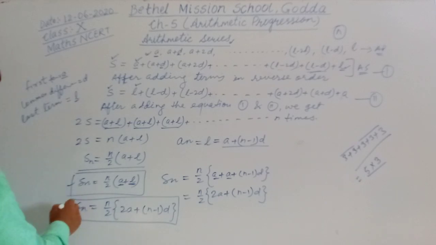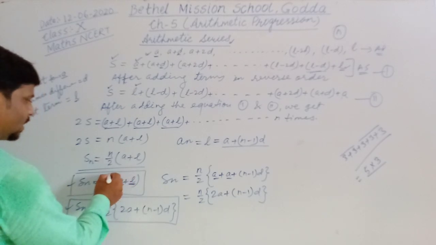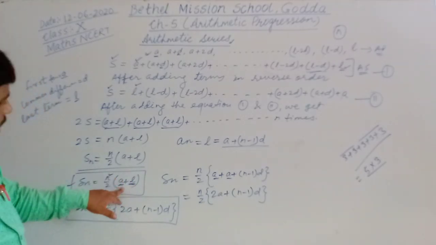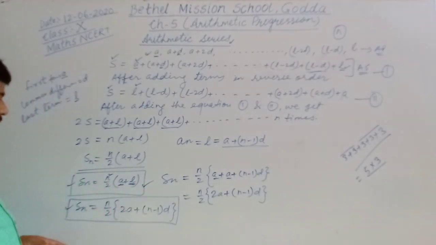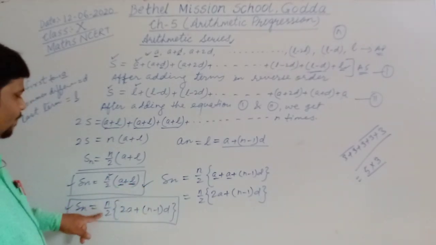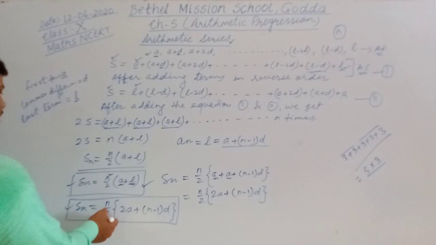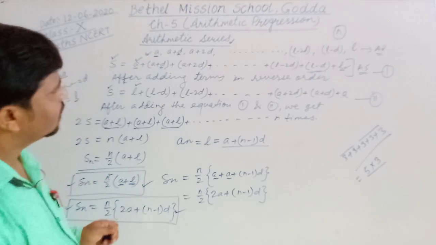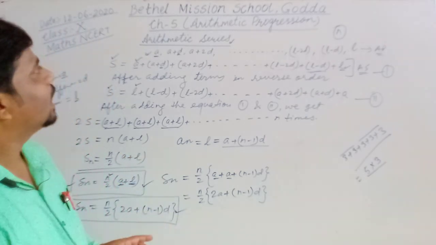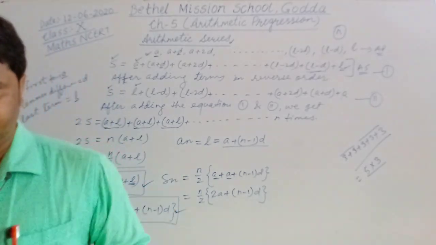There are two properties. In an AP, if the number of terms, first term and the last term are given, then you can use the first one. Otherwise, if the last term is not given, but the number of terms, first term and common difference are given, then you can use the second property. So this is arithmetic series, the sum of n terms of AP. Let's see some examples related to these properties.